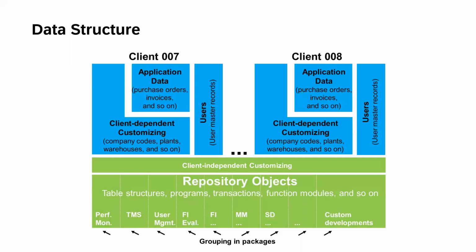One is your client dependent customizing. Client dependent customizing, for example company codes, plants, warehouses, and so on. So these are the different types of client specific customizing. Also, your tax structure is a client specific customizing.